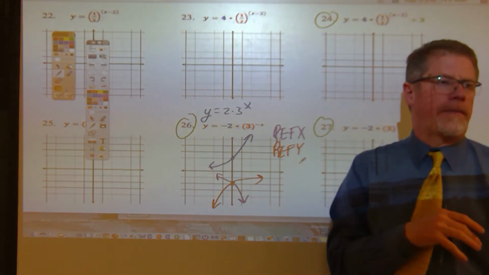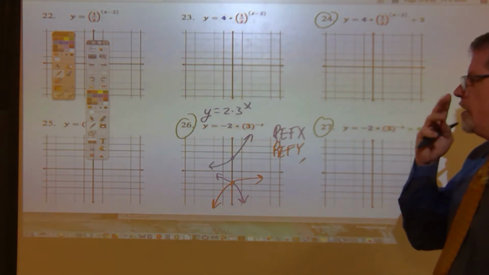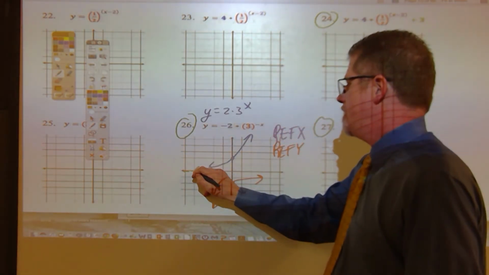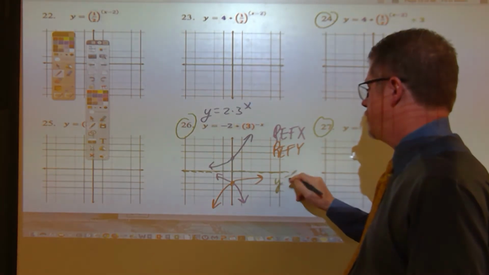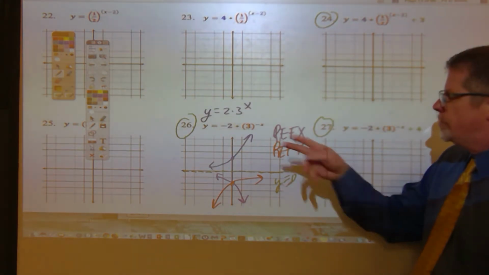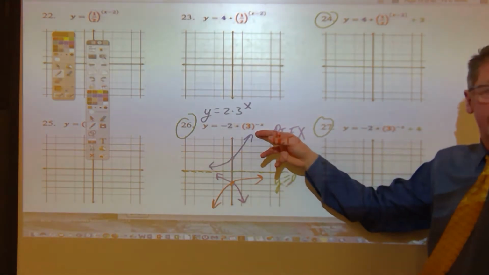Yes, Thomas. The fact that you asked that question caused me to remember that I neglected to put in the asymptote at y equals 0. So let's take this one step at a time. First of all, let's go blue to purple. I was attempting to perform a reflection over the x-axis.